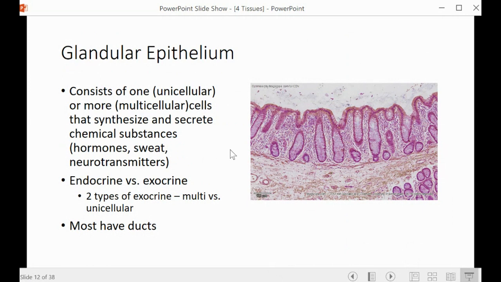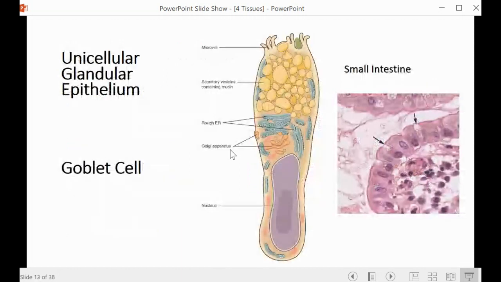Okay, so there's also two different types of exocrine glands: multicellular and unicellular. Endocrine glands are the ones that are secreting the hormones inside your body. Exocrine is secreting something outside, and they must have a duct for the secretion to get out.